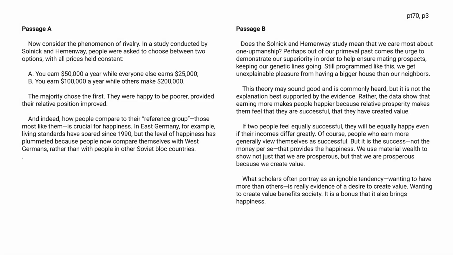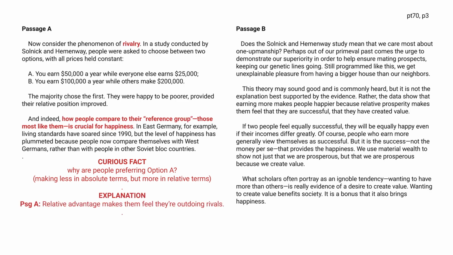So let's remember, the overlap didn't come until the end of passage A, where we start talking about the Solmik and Hemingway study. What we're really trying to figure out when we look at the results of this study is, why are people choosing to make 50 grand a year rather than 100 grand a year? I get it, they make more than their neighbors, but wouldn't you rather have 100 grand than 50 grand? And the author of passage A is saying no, because what we care about primarily is just knowing that we're doing better than others. We're trying to outdo our reference group.